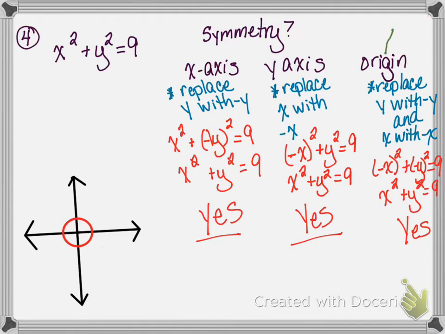If a function is symmetrical to the origin, it is an odd function. If it is symmetrical to the y-axis, it is an even function. Okay? If a relation is symmetrical to the x-axis, it's not a function. So a circle is actually not a function.